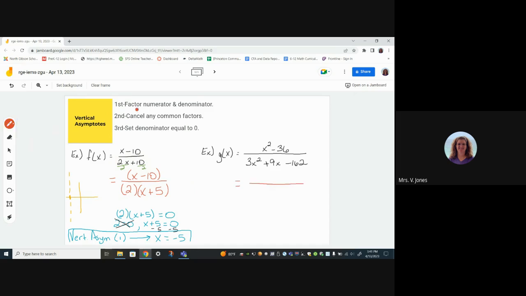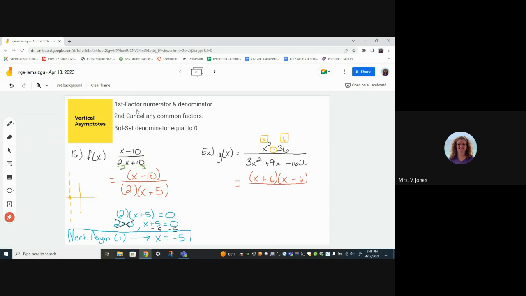So in the top, x squared minus 36, that is a perfect square minus a perfect square. Okay, square root of x squared is x, square root of 36 is 6. If you have a perfect square minus a perfect square, that will always factor to its square root. Both binomials will have the square roots, the x and the 6. One will be plus and one will be minus.